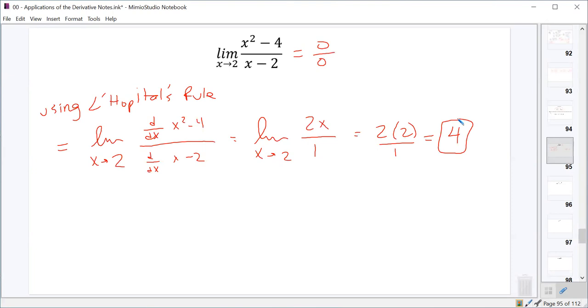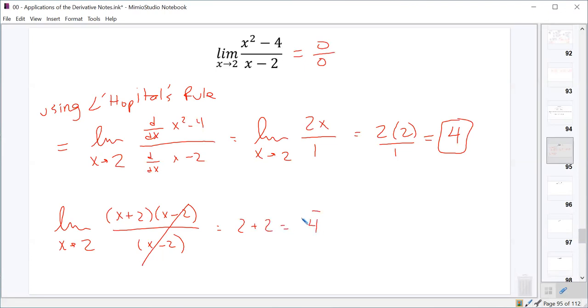And we can see that the way we would have solved this a couple months ago is we would have factored x plus 2, x minus 2 in our numerator and canceled it with an x minus 2, giving us 2 plus 2, which is also equal to 4. So regardless of which method you choose to use, you're going to end up with the same answer. But now that we know how to take derivatives, a lot of the real complicated ones are going to become quite a bit easier.